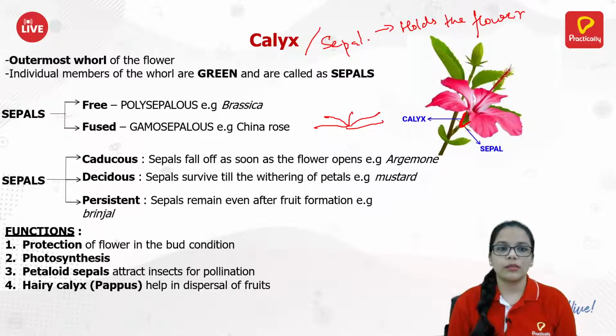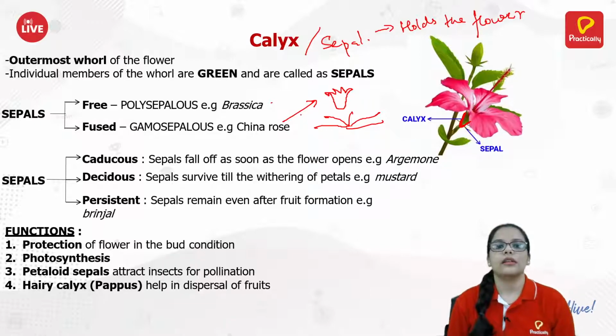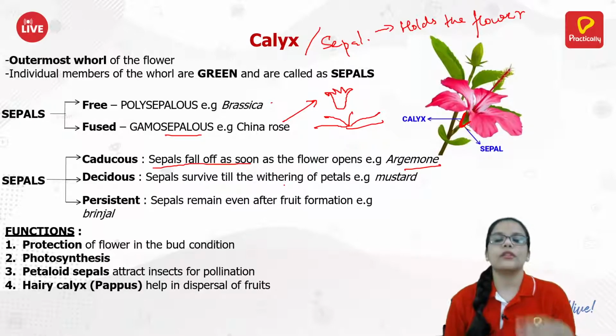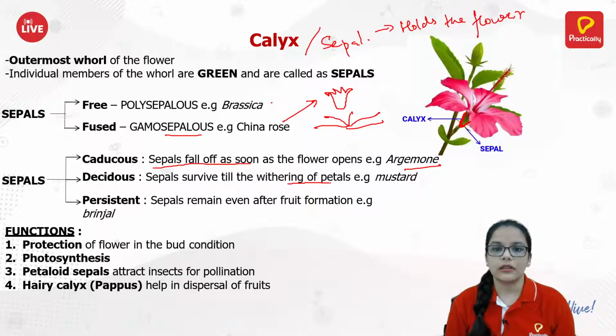That is polysepalous, that is Brassica. Then there is China rose. China rose will look like this. That is fused, gamosepalous. Then there are plants where sepals just fall off. That is caducous, like Argemone. Deciduous ones are there only until the petals are falling.